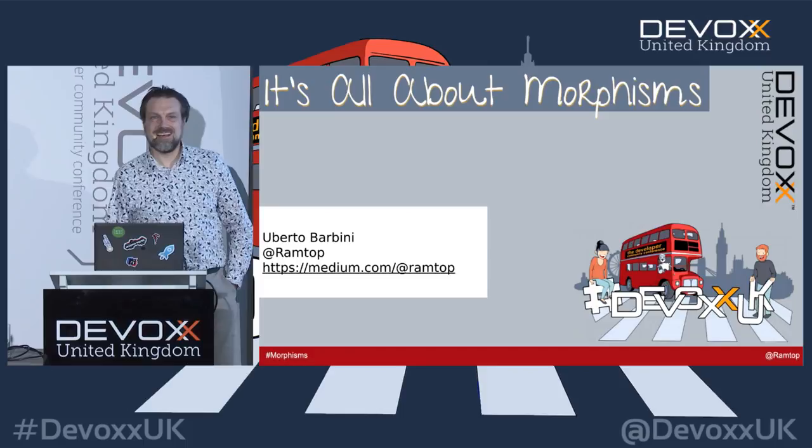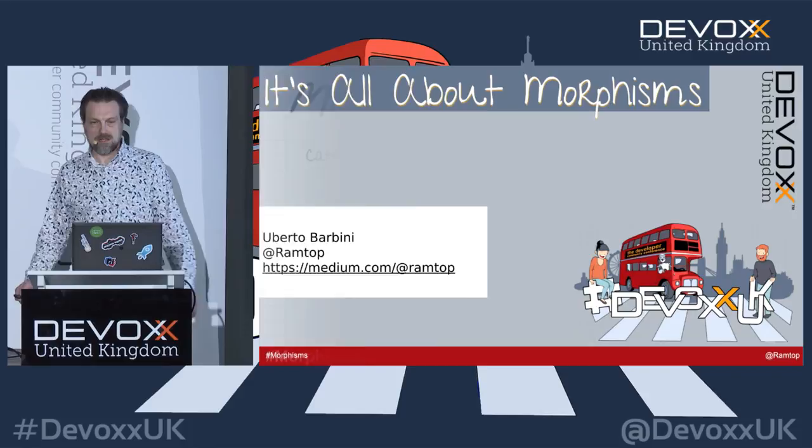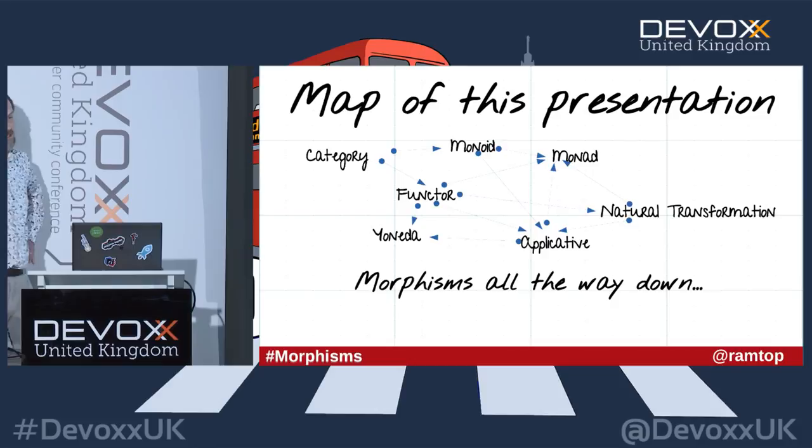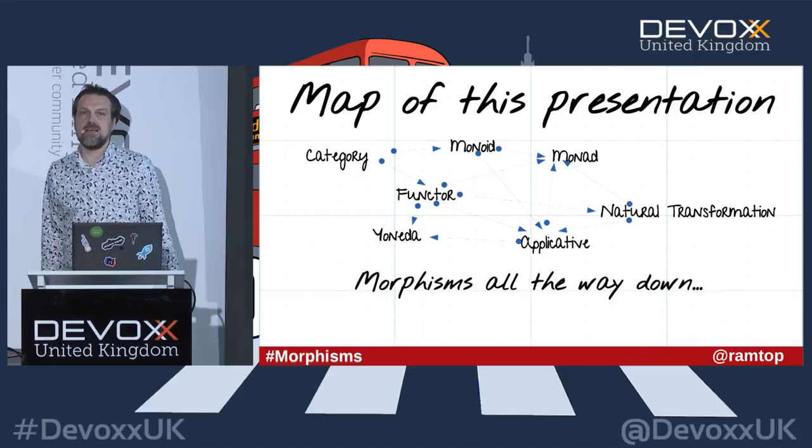Hi, I'm Uberto, and we will talk a lot about morphism and category theory. This will be more or less the map of this presentation, and I hope to have an enjoyable trip together. Of course, a light talk. I don't want it to be too heavy.